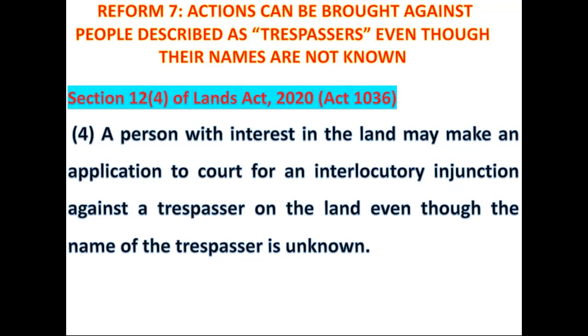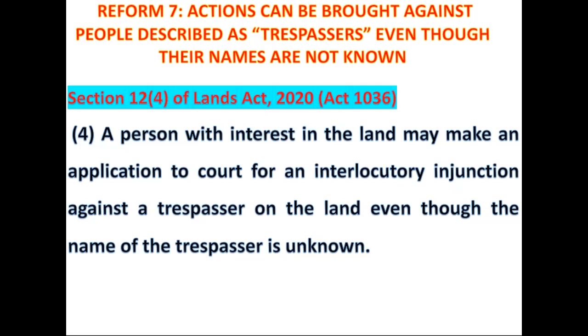Meaning that right now, we have reformed our laws, we have taken into consideration the activities of the bad people who will encroach on somebody's land and will be building, and you can't even identify who the people are. Now the act is giving us permission that we can apply for an injunction against a trespasser, even though we do not know the name of that trespasser. So on the writ and the application for injunction, you can say "the trespassers." You can get it and go and post it on the land.